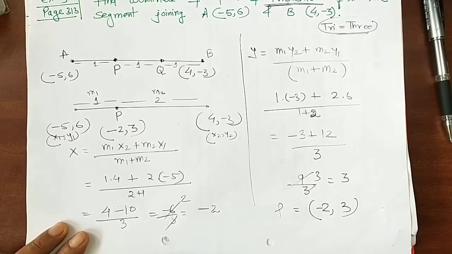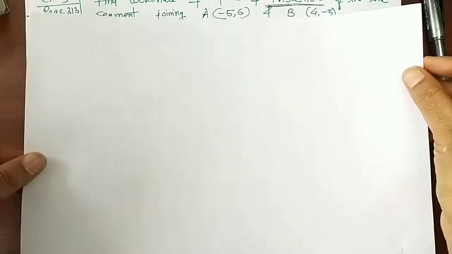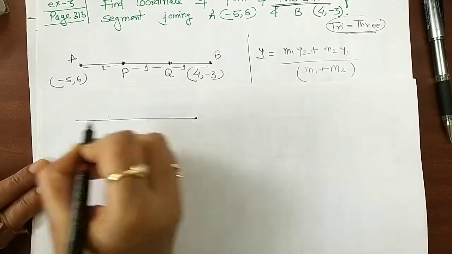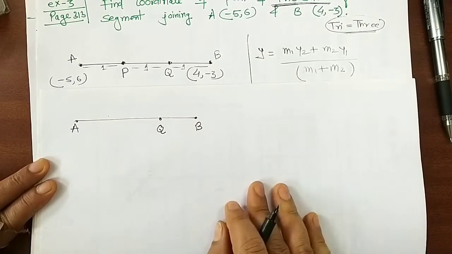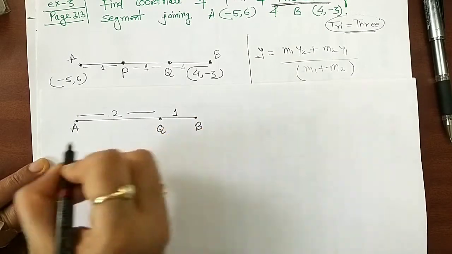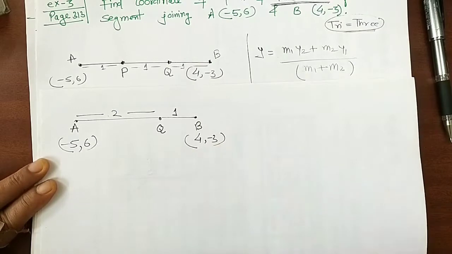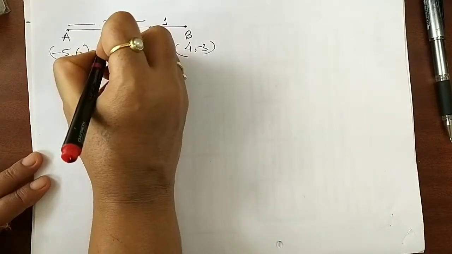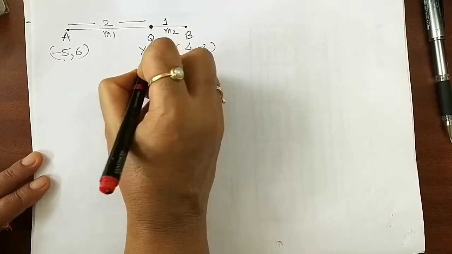Now let's calculate the point Q. In order to avoid any confusion, let me draw the diagram once again. This is my A and B, and I am interested in Q. Q is dividing, if I see, this side is 2 and this side is 1. The point is minus this and this, correct? So let me write it. This is M1 and this is M2. For this I am looking for x comma y.